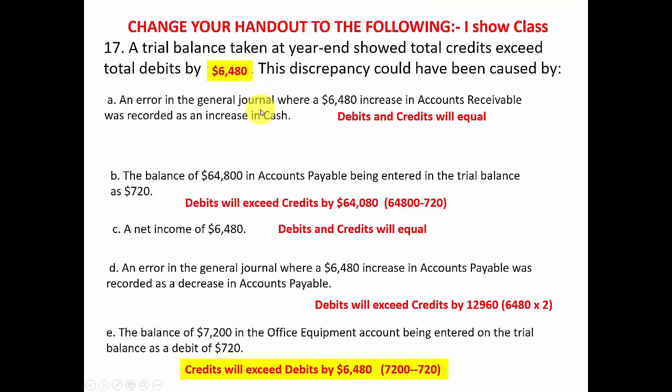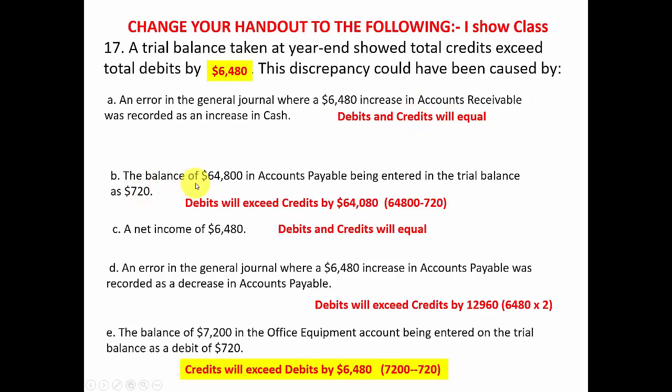A, an error in the general journal where a $6,480 increase in accounts receivable was recorded as an increase in cash. Well, you're still going to be in balance even though you hit the wrong account. You had equal debits and credits, so you just put it in the wrong account. You put it in the cash account. It should have been accounts receivable, so that will still mean equal debits and credits, so that's not the problem.